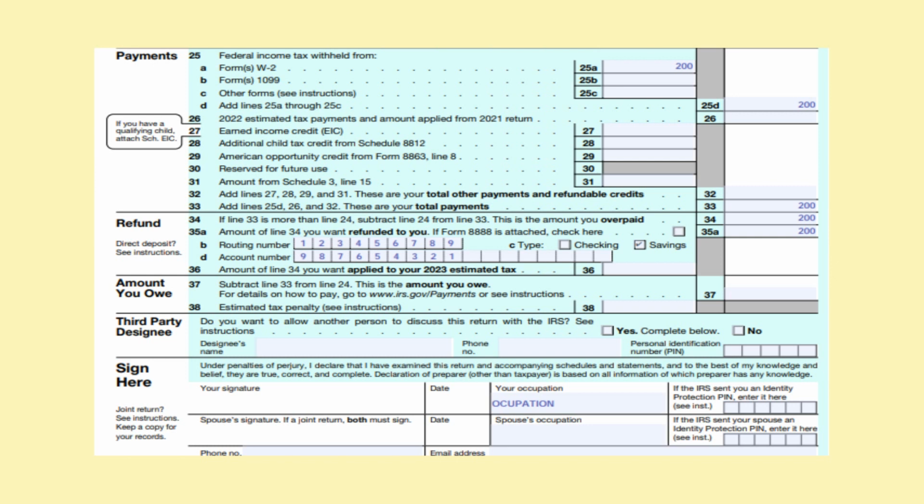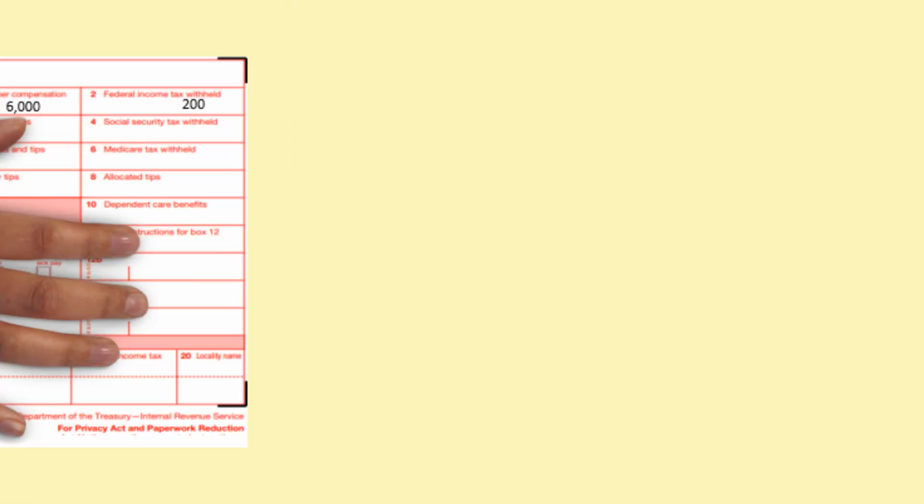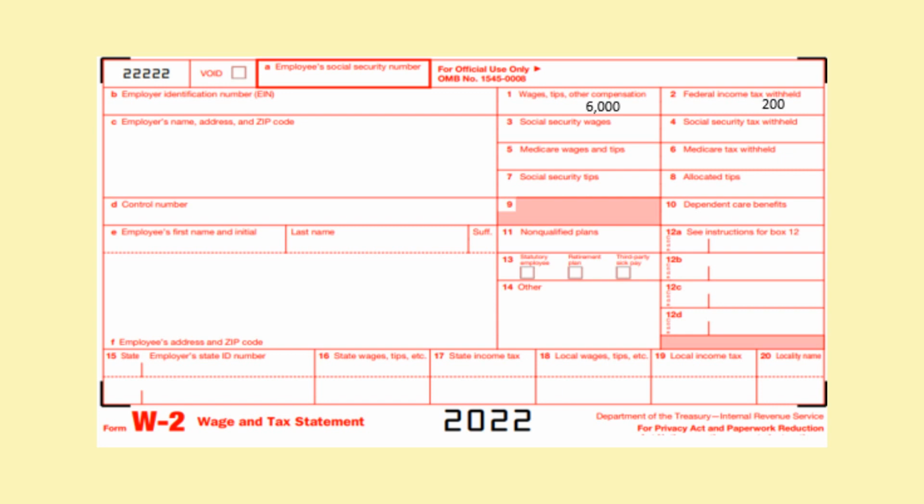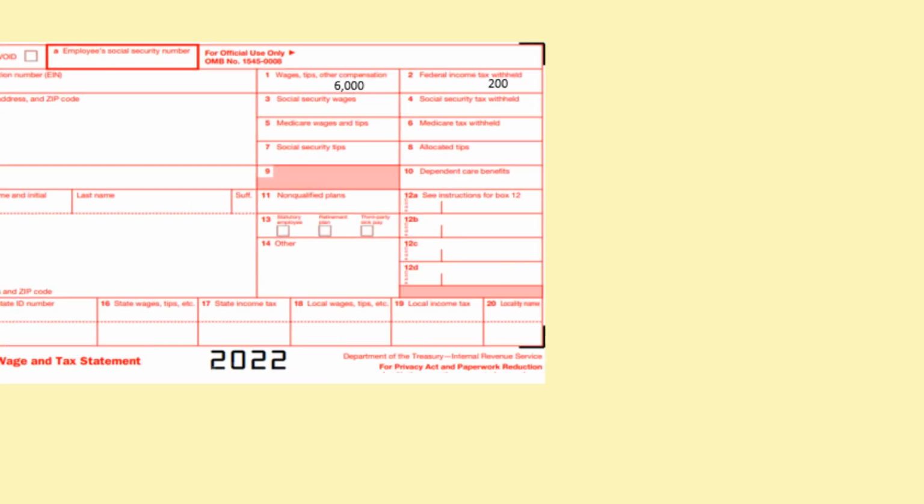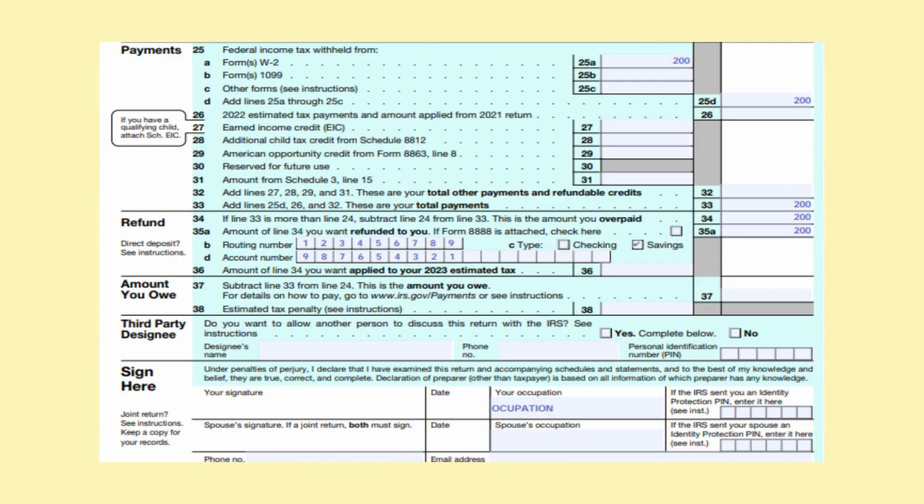On line 25A, put your federal income tax withholding. You can find this in box 2 of your Form W-2. In our example, it is $200. Carry that amount to line 25D and down to line 33, as withholding is your only tax payment.